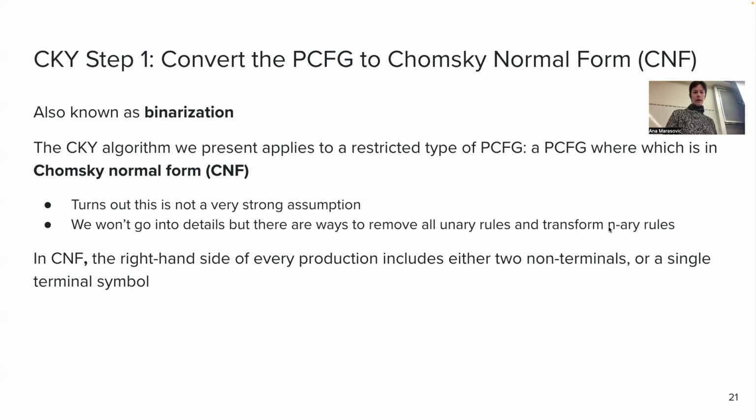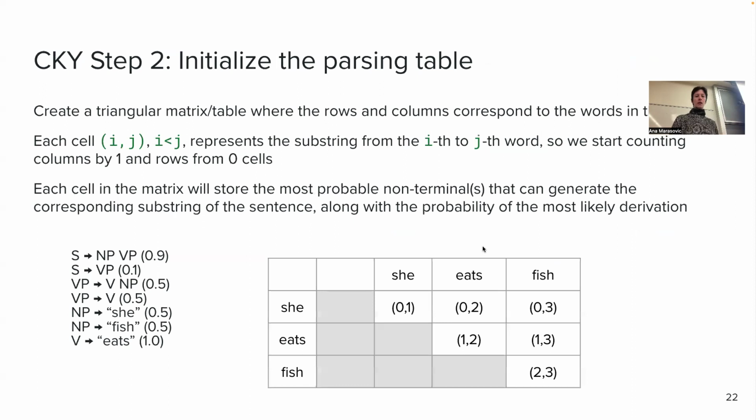Okay, so that's going to be our first step. Not showing you an example, not requiring you to know how exactly we are going to do this. All I'm requiring you to know is how the right-hand side of the rules should now look, which means either two non-terminals or a single terminal.